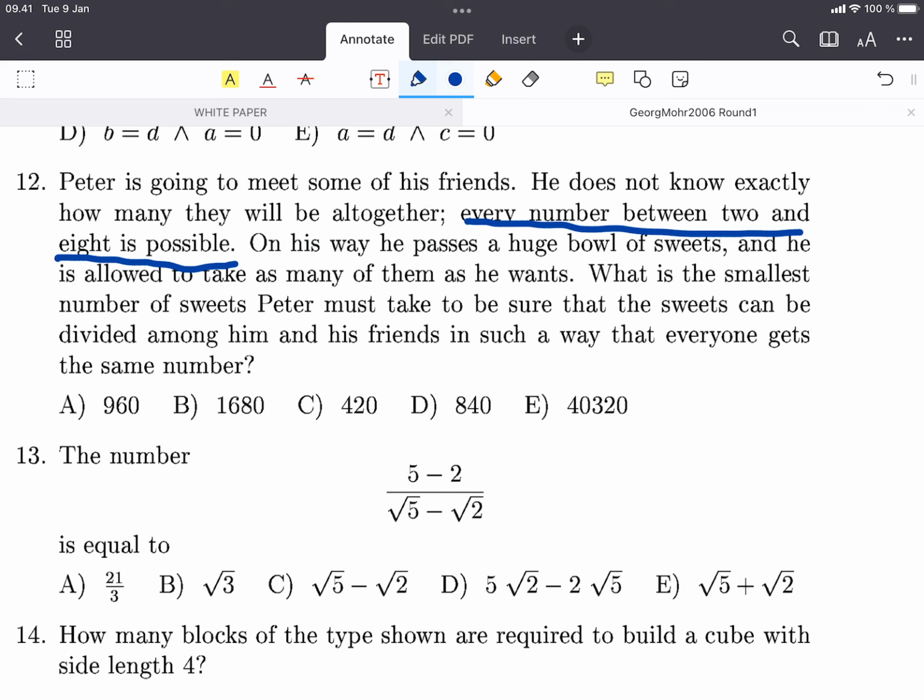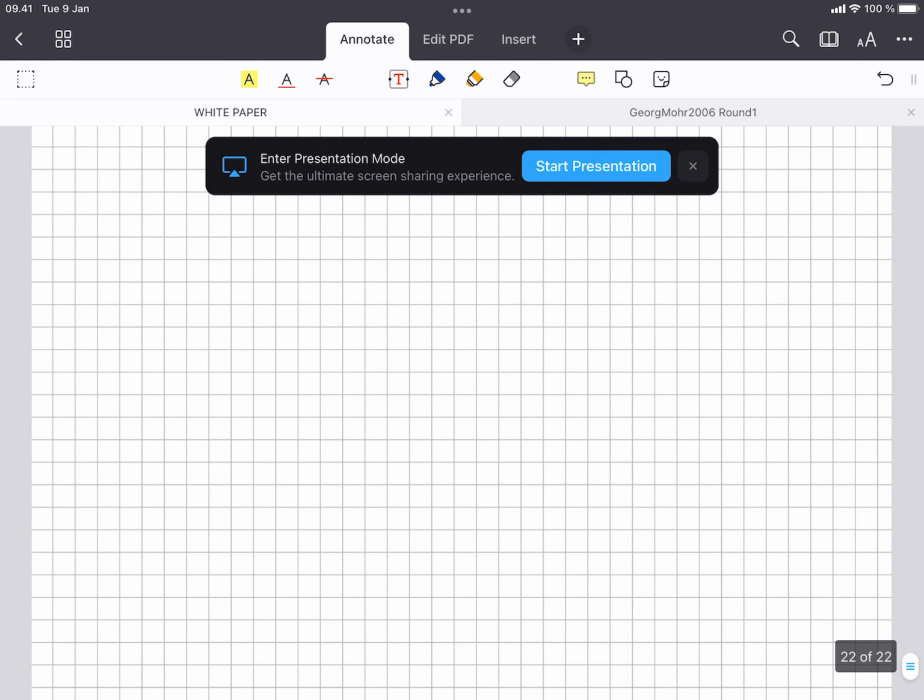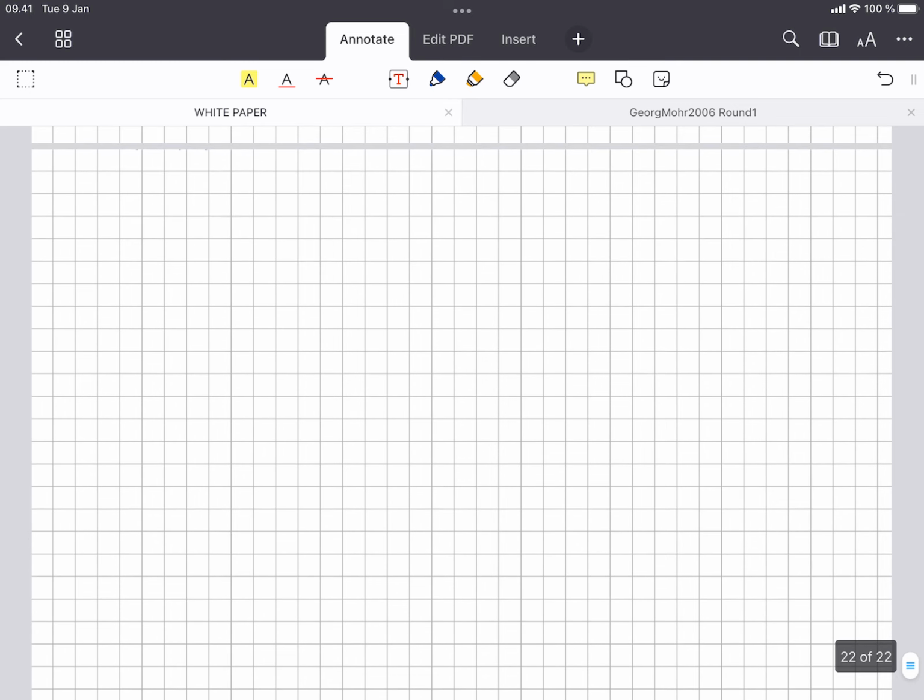Okay, so the number here includes Peter himself. So there can be anything from 2 to 8 people, and you've got to be able to divide the sweets amongst all of those numbers. So we're looking for a common multiple of 2, 3, 4, 5, 6, 7 and 8. So essentially the lowest common multiple of 2, 3, 4, 5, 6, 7 and 8.